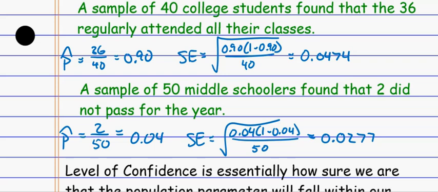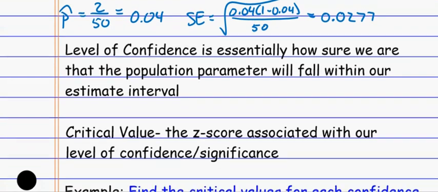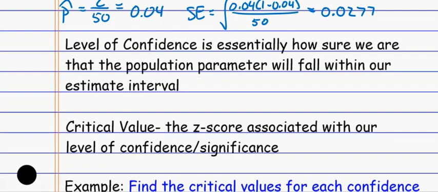All right. So level of confidence, the level of confidence is essentially how sure we are that the population parameter will fall within the estimate interval. All right. So when I talk about level of confidence, the confidence level is going to affect how big our interval is. But the idea is when I choose a bigger confidence level, I'll end up with a bigger interval because, again, if the interval is larger, I'm more convinced, I'm more confident that our actual population is going to fall within that range, okay?